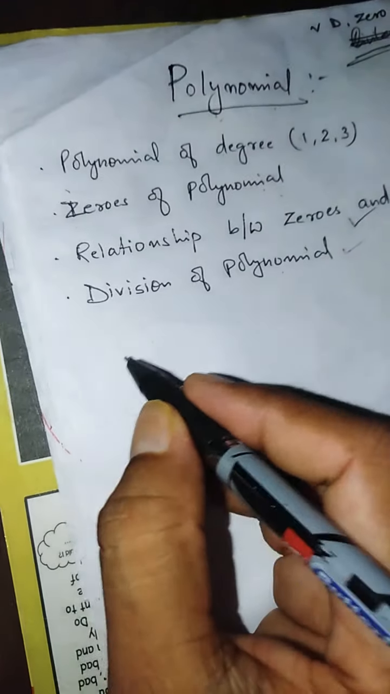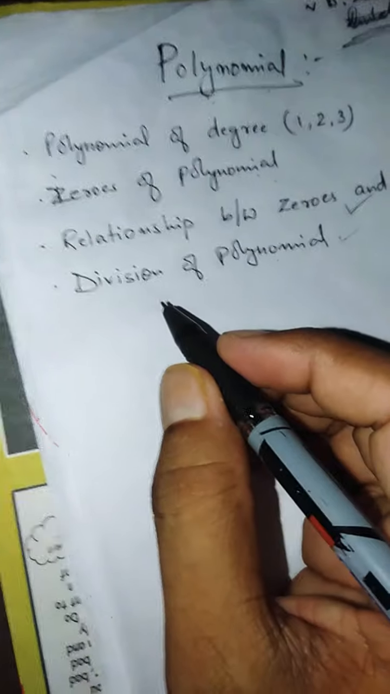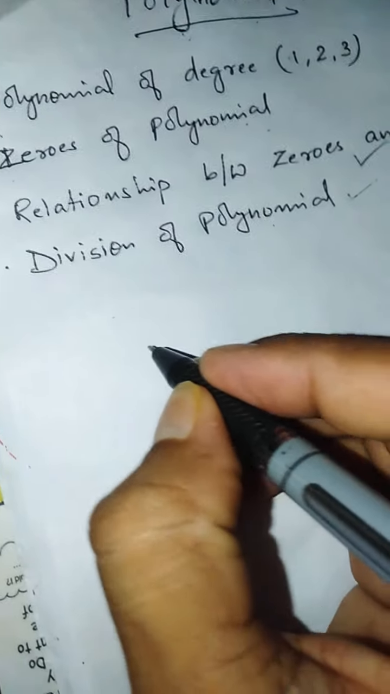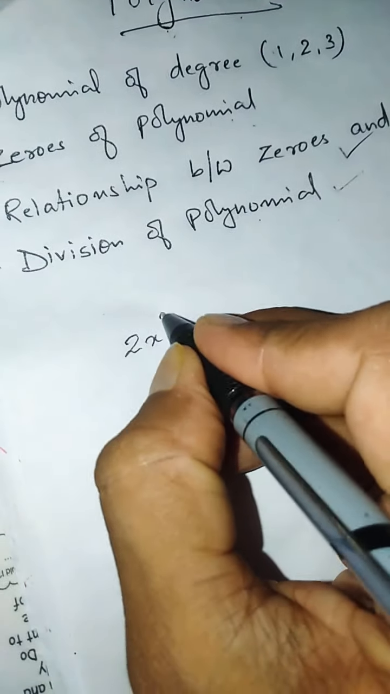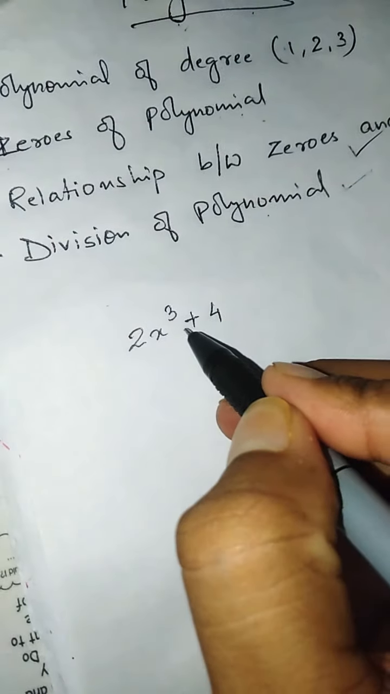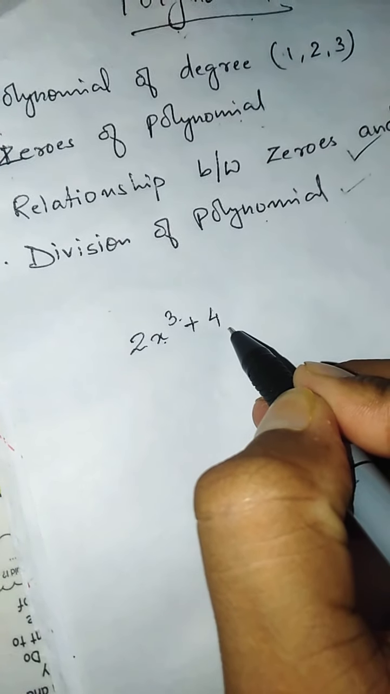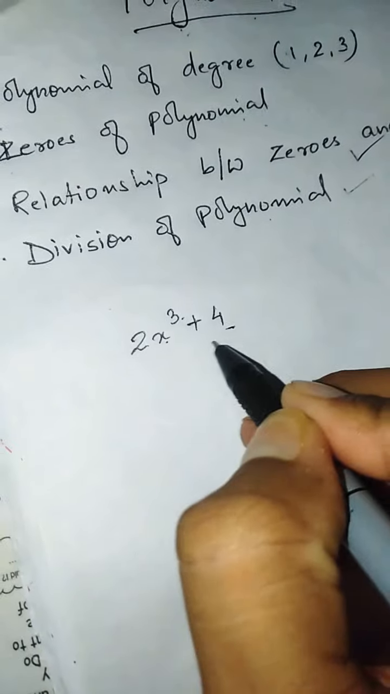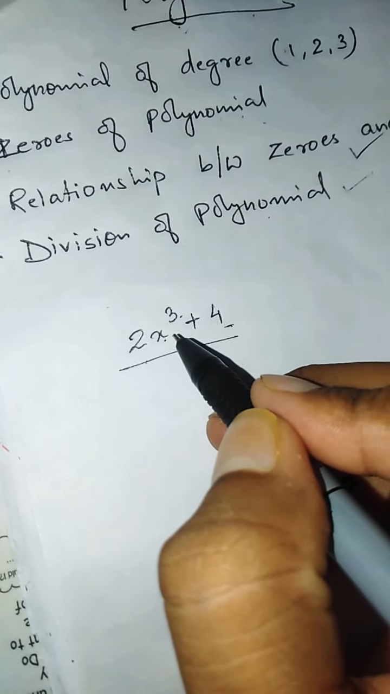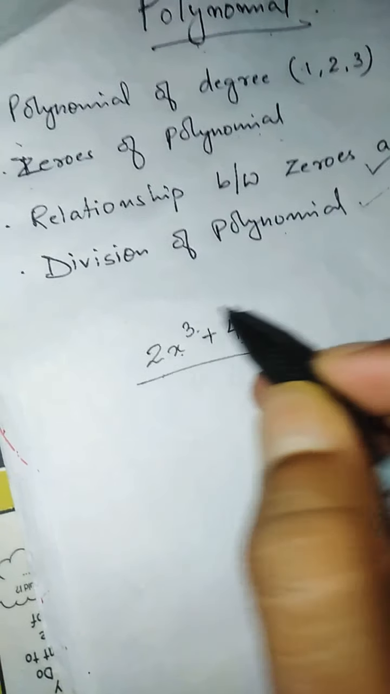So let's start. First thing is let me tell you what is degree of polynomial. Suppose I write 2x cube plus 4. So here the power of this x is 3 and this is a constant number. So here the degree is 3. Degree means the highest power. So the degree of this polynomial is 3.